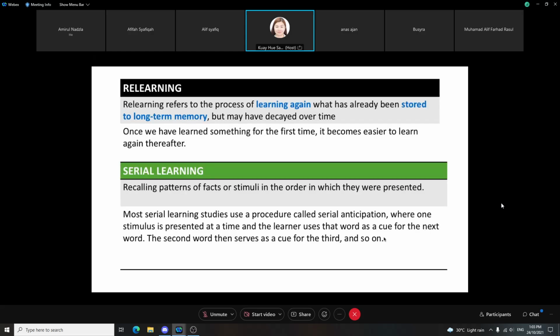Relearning refers to the process of learning again what has already been stored in our long-term memory, but may have decayed over time.